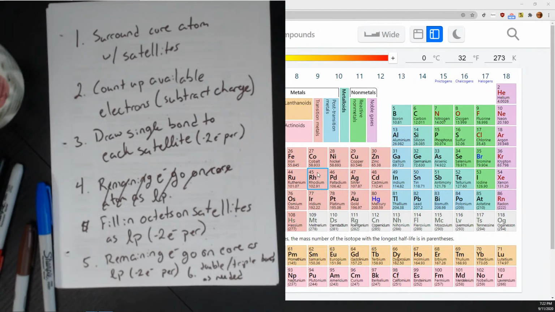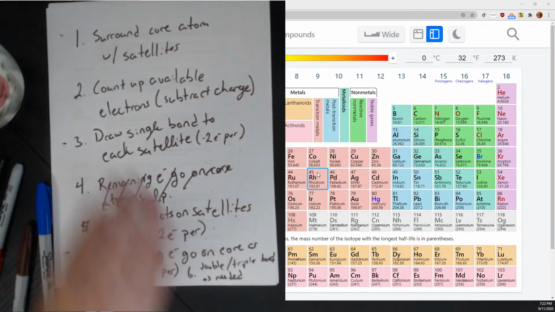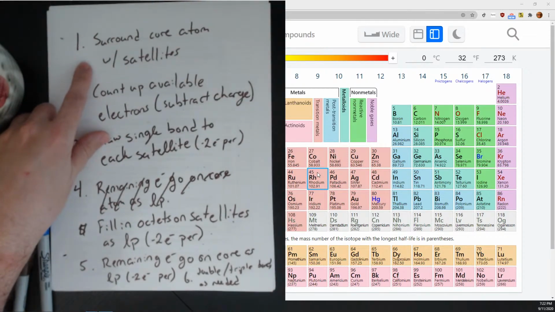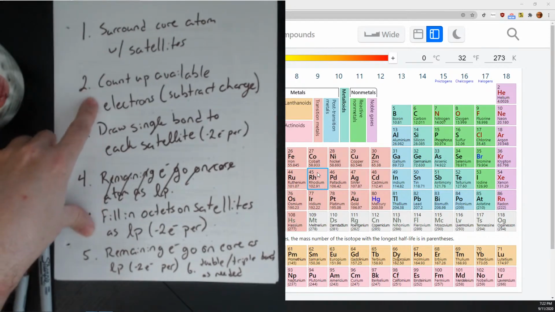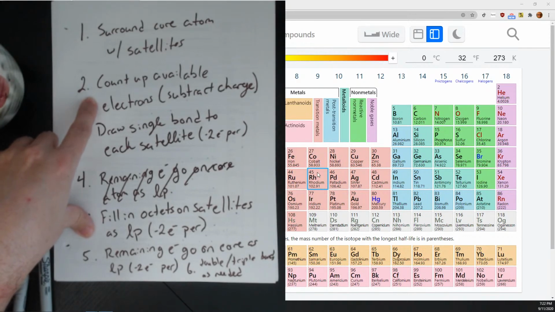All right, so these are the 6 rules that we use to sketch out Lewis structures. There will be one atom at the center of our molecule. I call that the core atom, and the atoms around that I call satellites. Again, these are not official terms. I just needed some way to distinguish them. Then we're going to count up all of our available electrons.